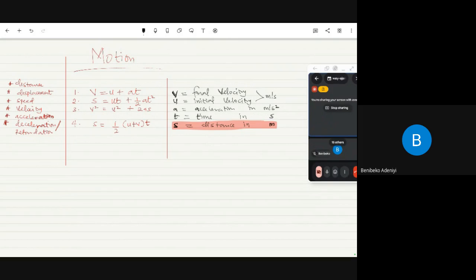Before we continue further, the first task is you must memorize this formula before the next class. Is that okay? And you must know what each and every one of these things stands for. V is equal to U plus AT, S is equal to UT plus half AT squared, V squared is equal to U squared plus 2AS, S is equal to 1 over 2 U plus V multiplied by T. You must know them the way you know your name. You must not mix them together. If I ask you the first, the second, the third, the fourth, the fifth, you must know them without mixing them up. Is that correct?